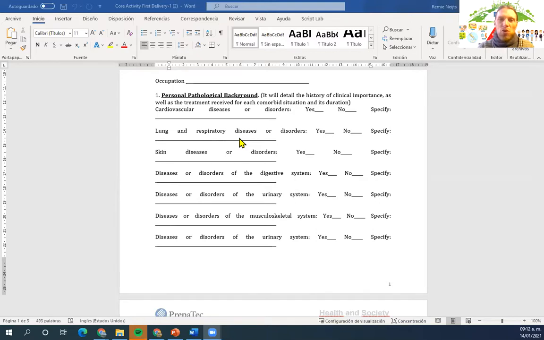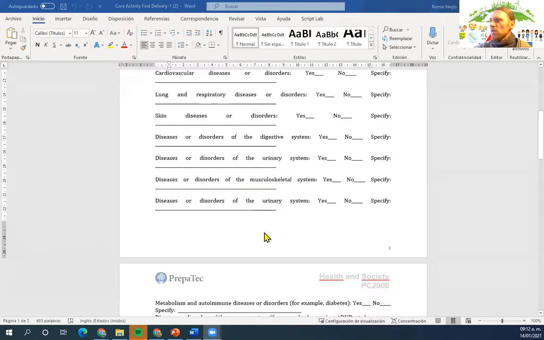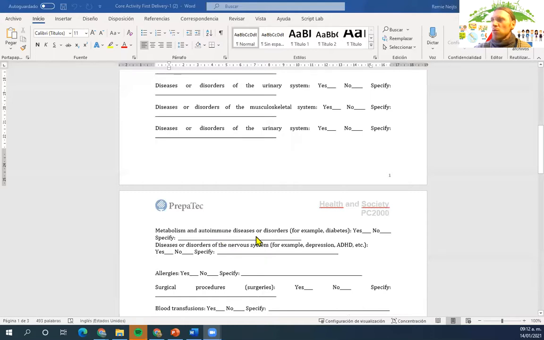Okay, do your own research. It's very important that you do that. So that's why we do this. You do this for yourself, and of course, with my help, we will investigate. So for the personal pathological background, you will state here if you have cardiovascular diseases, yes or no. If yes, specify them. Lung and respiratory diseases, skin diseases, digestive system disorders, urinary system, musculoskeletal system, so that's bones and muscles, autoimmune diseases, or certain things of the nervous system.